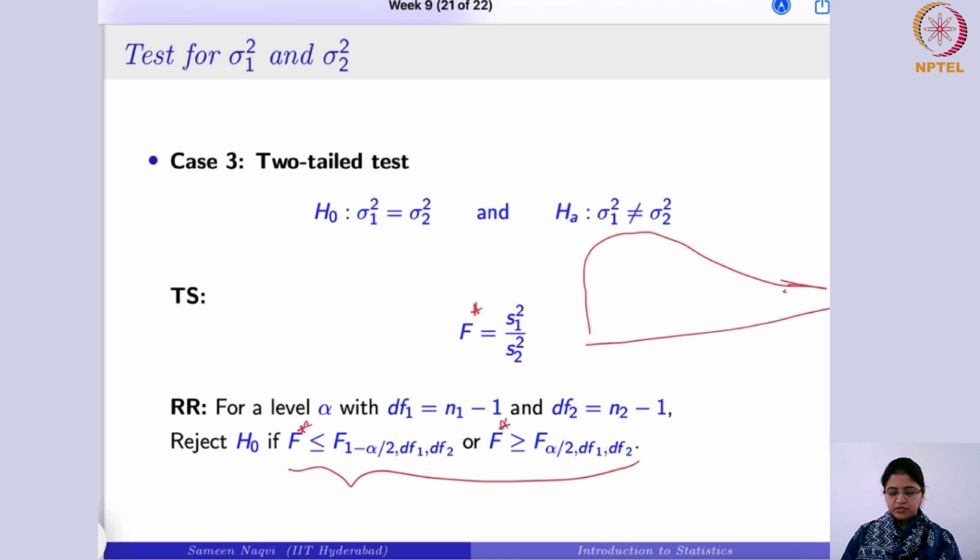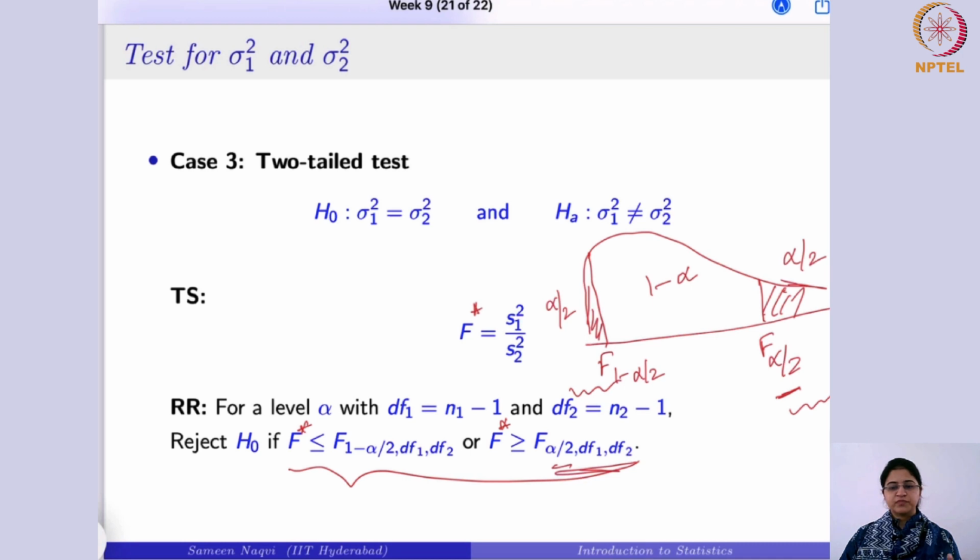You know that F is skewed, right? So this is your F of 1 minus alpha by 2 and this is F of alpha by 2. So the area over here is alpha by 2. Again, the area to this side would be alpha by 2, and here we will have 1 minus alpha in between. So for the upper tail you will have F alpha by 2, with the 2 degrees of freedom also there. So if it is falling in this region, or in this region, where the test statistic is less than F of 1 minus alpha by 2, we reject. In this way you can conduct the test for the two variances.